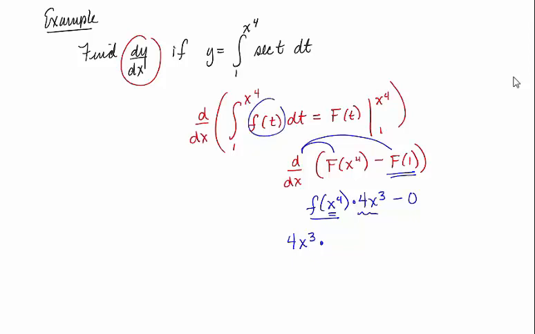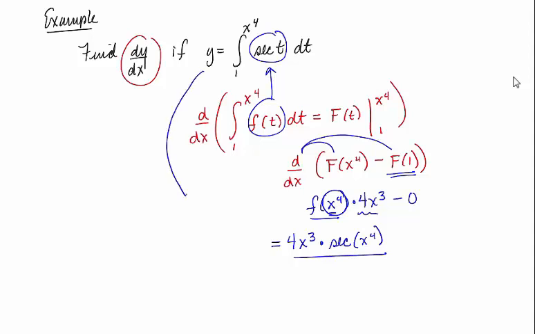Wait, little f was the same as secant. Okay, so secant, and we're going to plug in x to the fourth for that value, so secant of x to the fourth. And that is going to be the result when we take the derivative of y. So dy/dx is equal to this result.